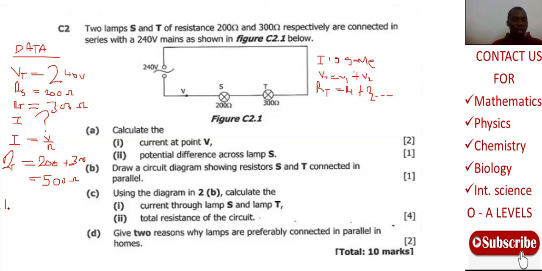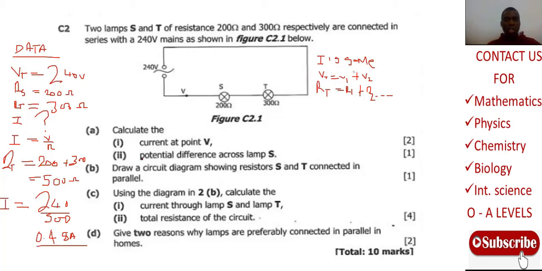So therefore, the answer for A1, current is equal to the voltage, which is 240 volts, divided by our 500 here. So we punch on the calculator there, and we have our value as 0.48 amps. Units are very important, so this is 0.48 amps, and we have our answer there.